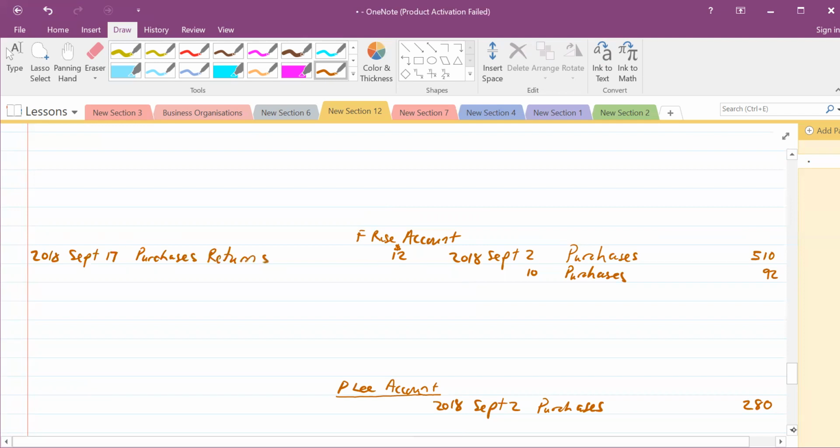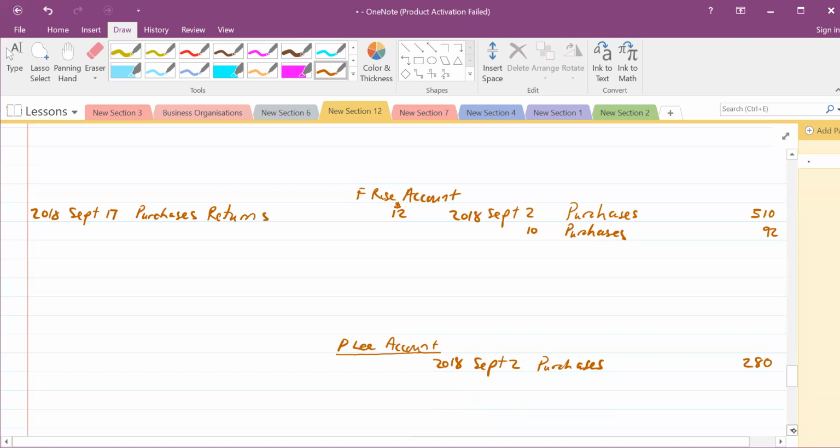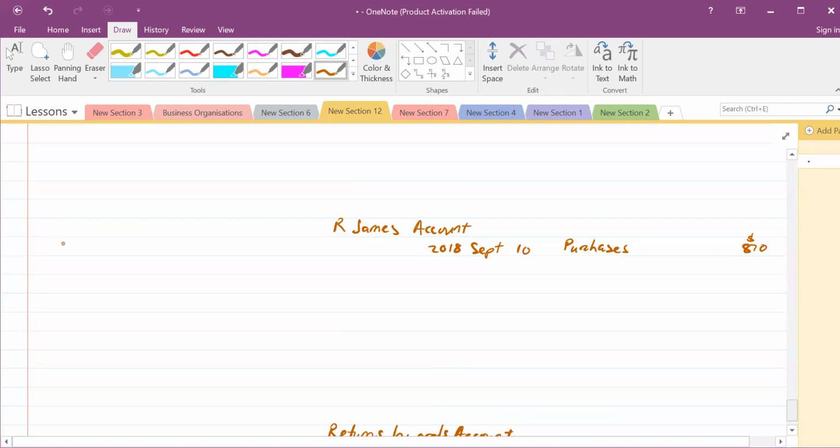Right. We also locate the other individual, R. James. There it is. So 2018, September 17, and then we say purchases returns or returns outwards. How much did we return to this individual? 84. So 84 we write.